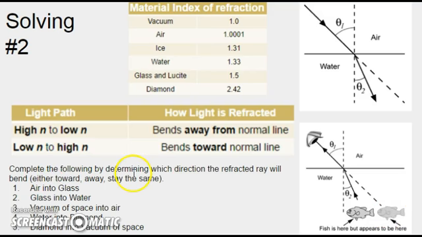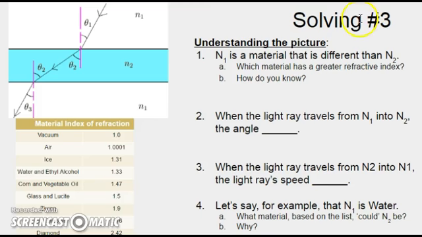So the next part of this activity is to complete the following by determining which direction the refracted ray will bend, either toward, away, or stay the same as it travels through different media. So here are just some examples that you could apply to this picture here. So here's number 3. And this is a little more complex, but I think we're now ready for it. Here's an N1 and here's an N1. So it's going to go from N1, some media, to N2, a different media, and then N1 back into the original. So N1 is a material that's different than N2.